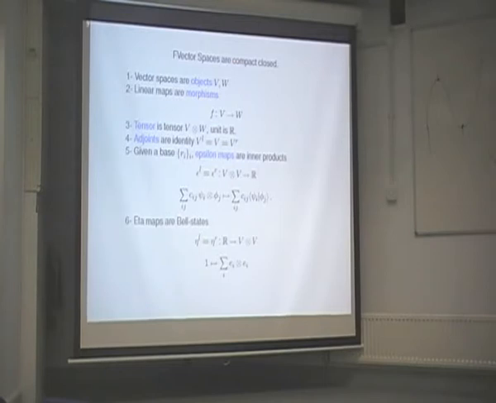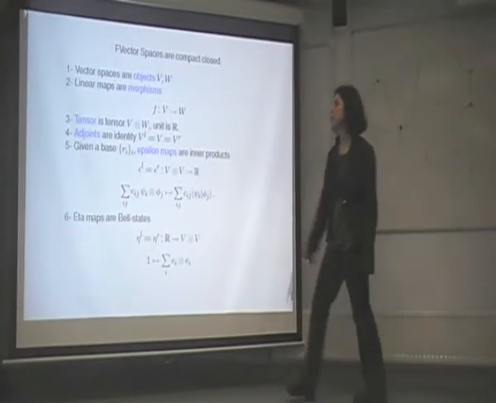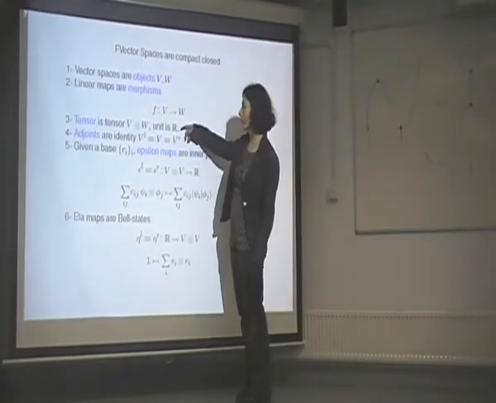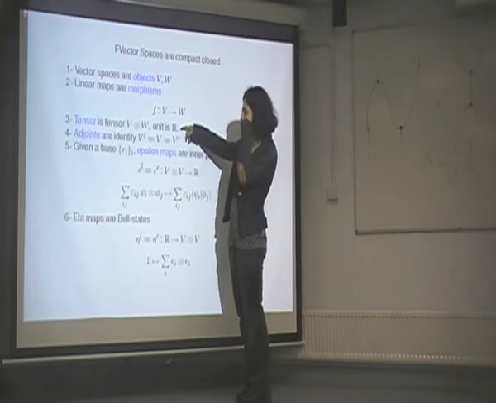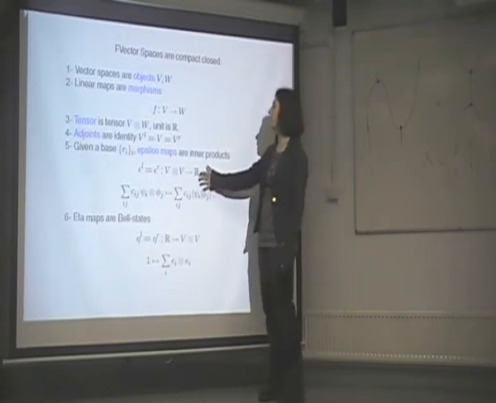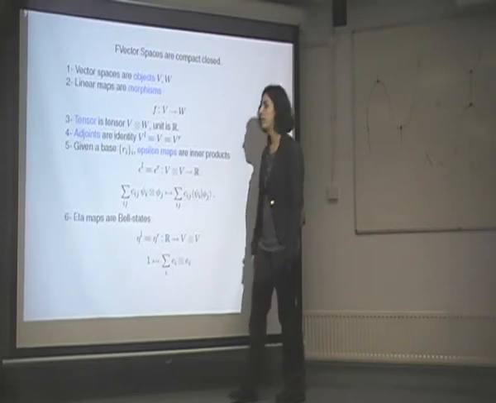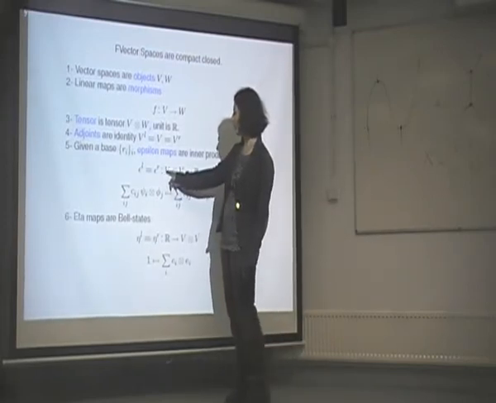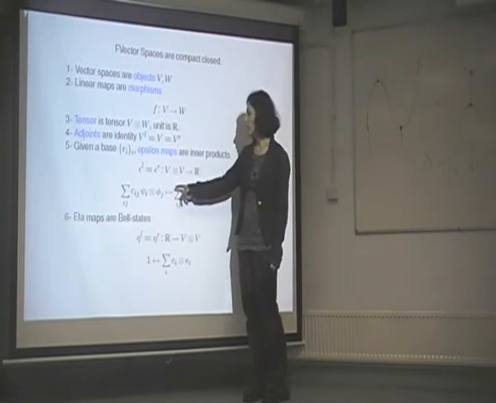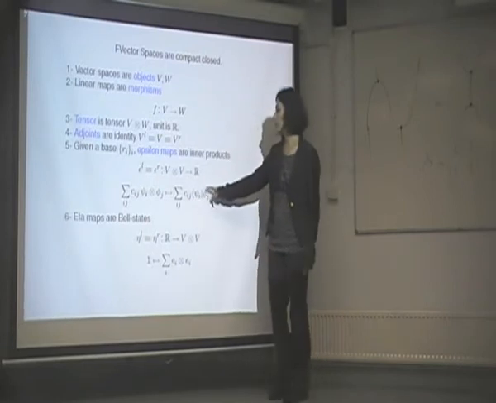Okay, so vector spaces, the meaning part. These are also compact closed categories. So vector spaces are the objects, linear maps are morphisms, tensor products, and units are real numbers. Adjoints are identity. And Bob tells me that epsilon maps are very important because they do the inner product for you. If I have a vector in here and a vector in there, what this epsilon map is actually doing is taking the inner product of these for me.